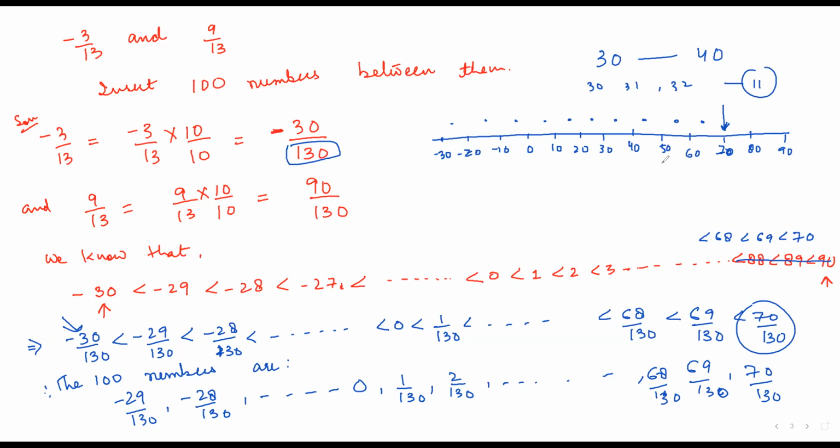So if you don't start from 30 and start from 31, you will get 10 numbers up to 40. Because I'm starting from minus 29, I'll take up to 70. If I would have started from minus 30, then I would have ended at 69 by 130. Is this point clear to all of you? Okay.